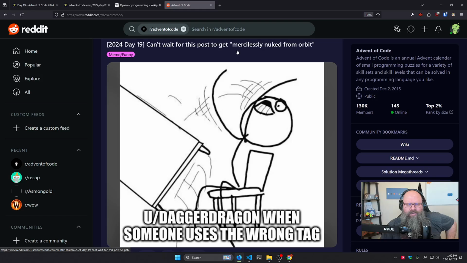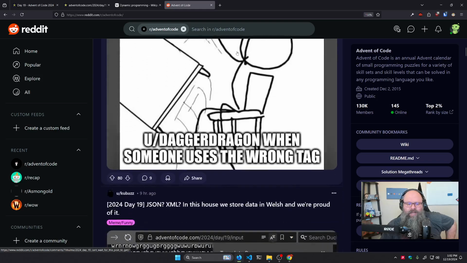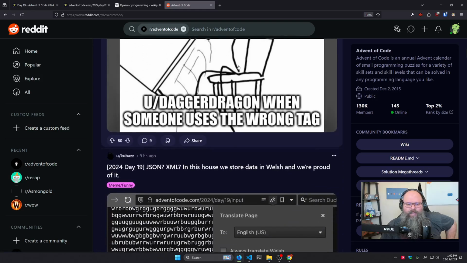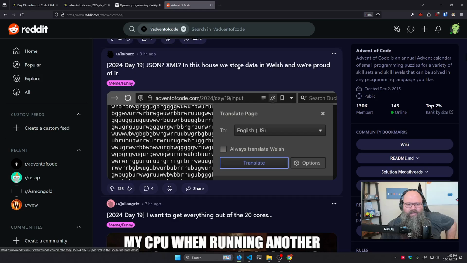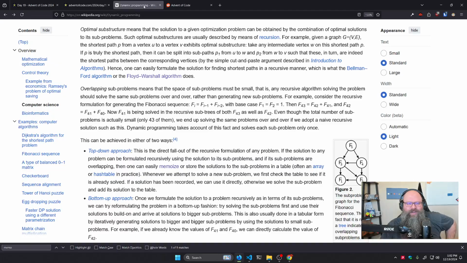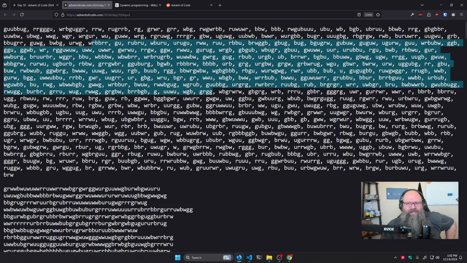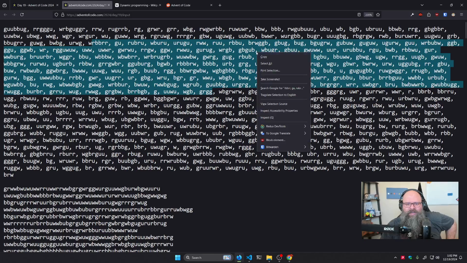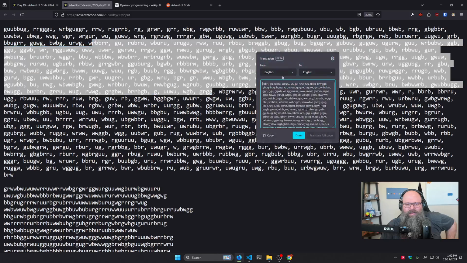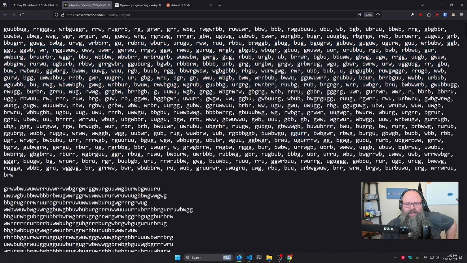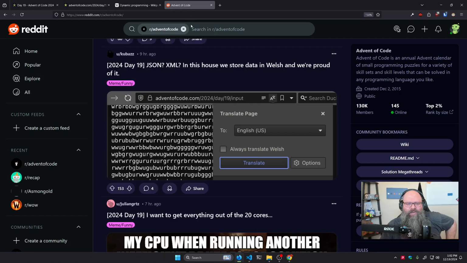You Dagger Dragon when someone uses the wrong tag. Oh, I guess we have seen a couple places where we get flagged for tags. I don't think they're banning anyone. They just say, "Hey, remember, always translate into Welsh." Oh no, it thinks this might be Welsh. I'm using Firefox and I don't have the translator on, and it doesn't seem to think so in the Firefox one, but that's funny. It thought it was Welsh. Okay.